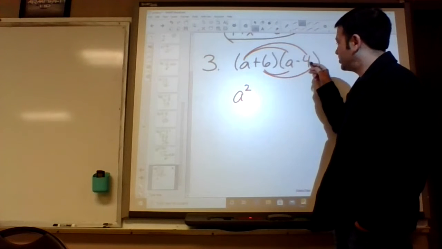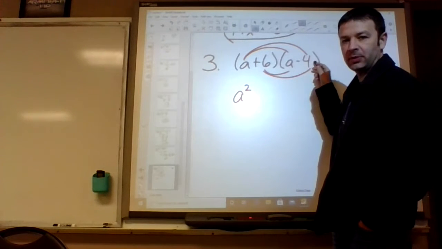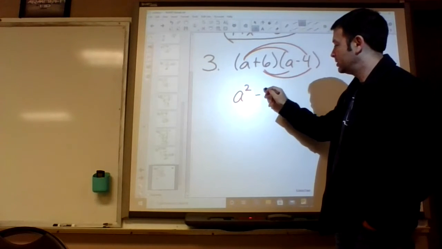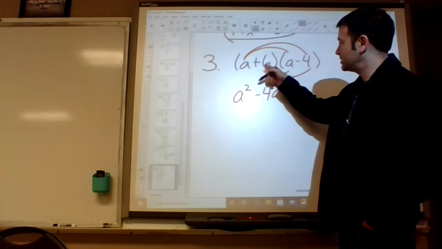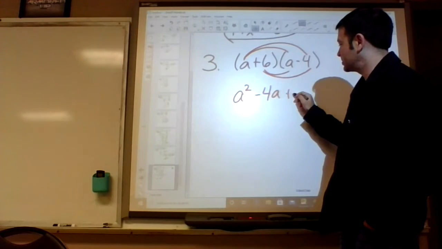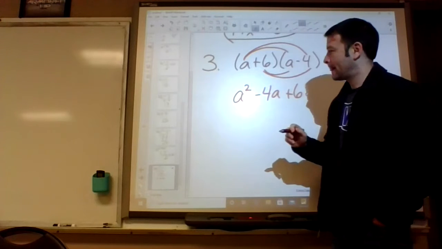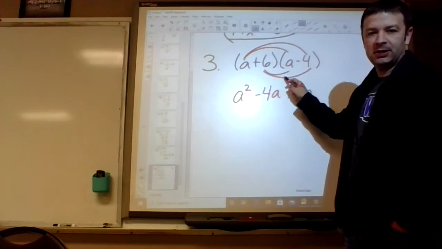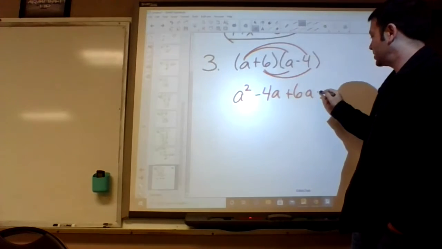Outside, a times minus 4. Think of that minus 4 as a negative 4. It would be negative 4a. Inside, 6 times a is positive 6a. And then the last would be 6 times negative 4, which is negative 24.